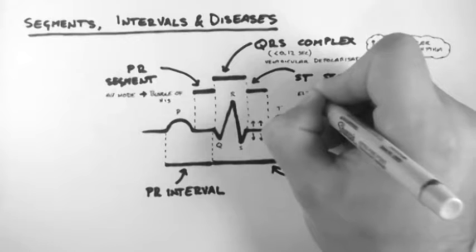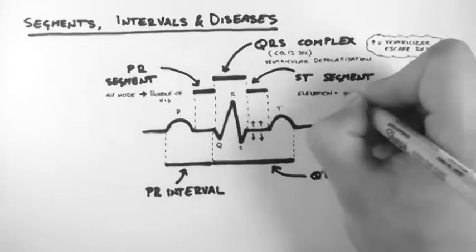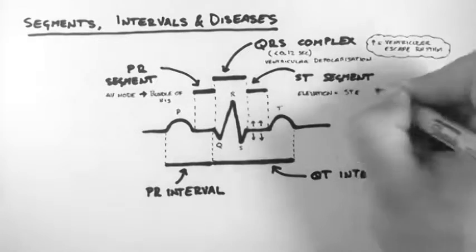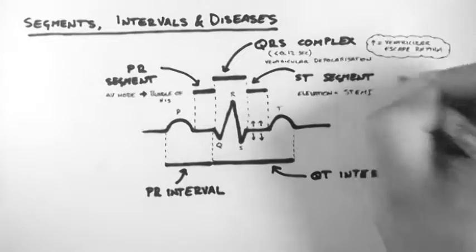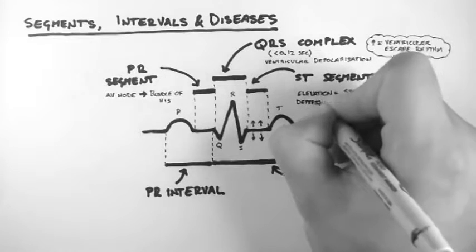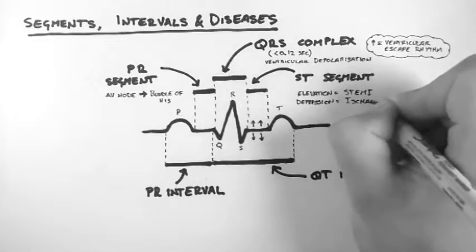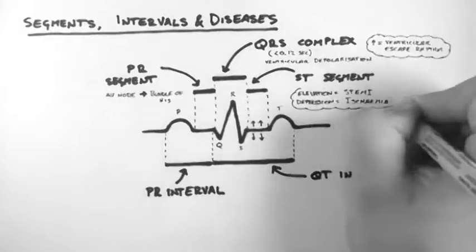Elevation suggests a STEMI, which stands for ST elevated myocardial infarction, also known as a heart attack. ST segment depression suggests ischemia, which usually presents as chest pain or angina.